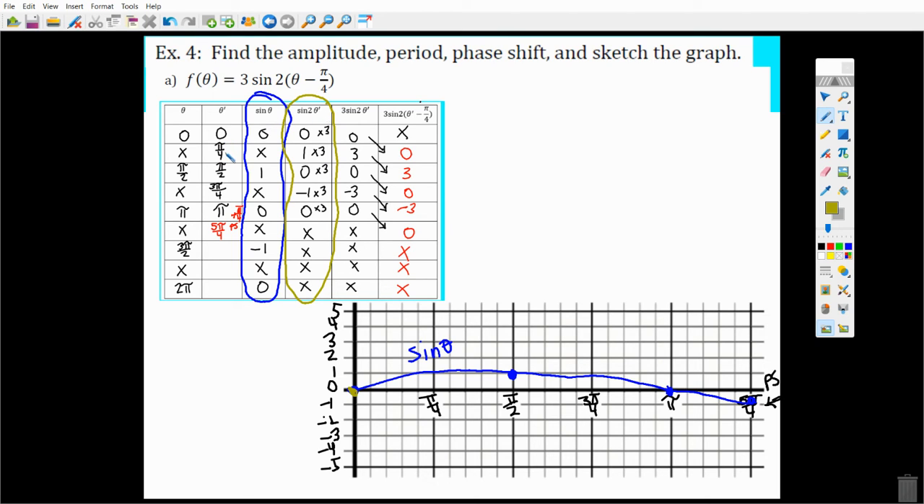So sine of 2 times pi over 4 is 1. Sine of 2 times pi over 2 is 0. So that's here. Next, we have sine of 2 times 3 pi over 4, which is negative 1. Then we have sine of 2 times pi, which is 0. And then we can see it looks like the normal sine graph.